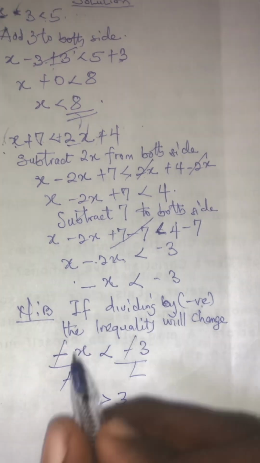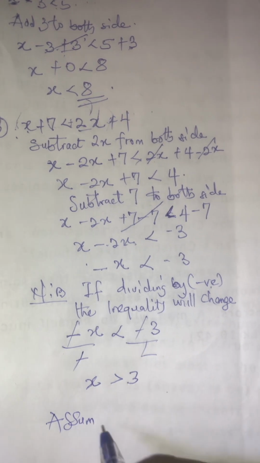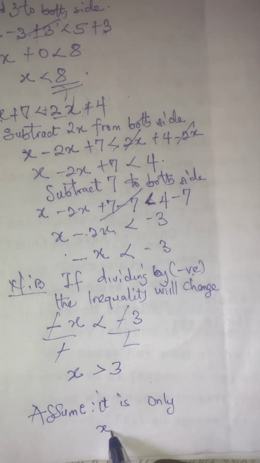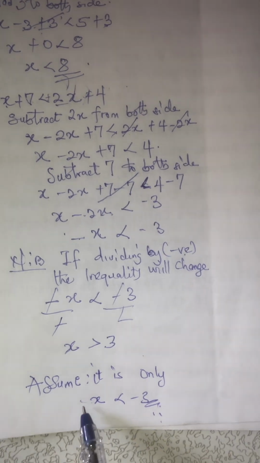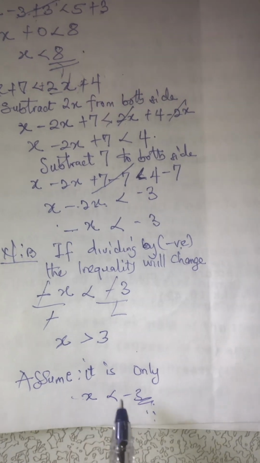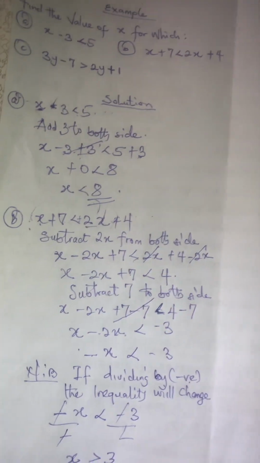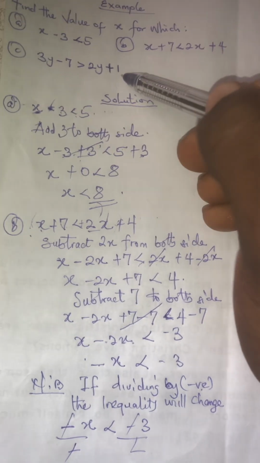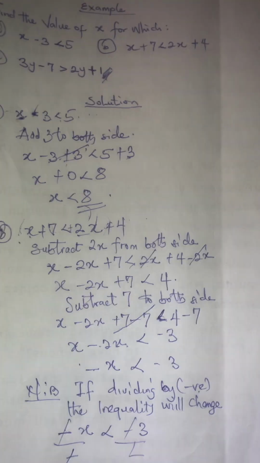But assume it only like this, without dividing anything, then it stays x less than minus 3. But if we divide both by negative, the inequality will change. I want you to try your best by doing this exercise for yourself and get back to me. Thank you, God bless you.